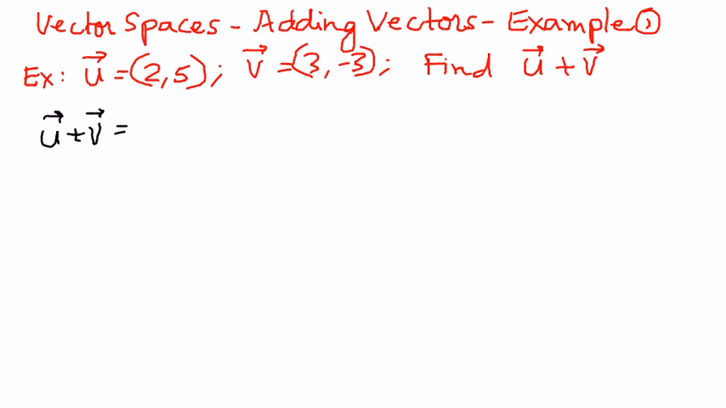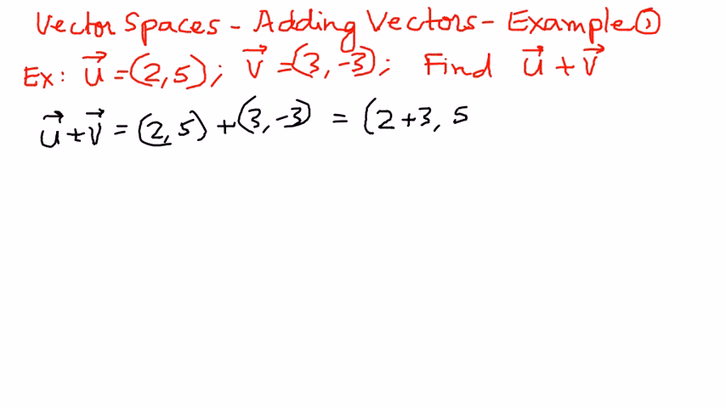According to the property, we're going to write the components down first. Plus vector v is 3, -3. The way we can do this one is we take the first component of the first vector, add it to the first component of the second vector, comma. We take the second component of the first vector and then add it to the second component of the second vector, which is a -3. So when we simplify that, 2 plus 3 is 5, 5 minus 3 is 2. So the sum of vector u plus vector v is going to be equal to 5, 2.